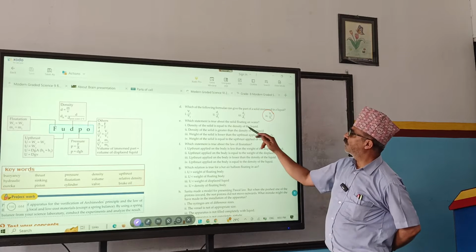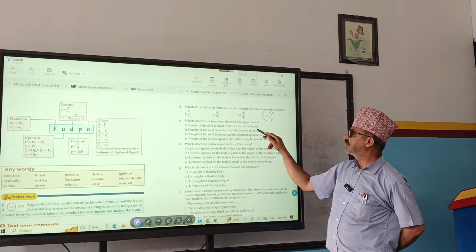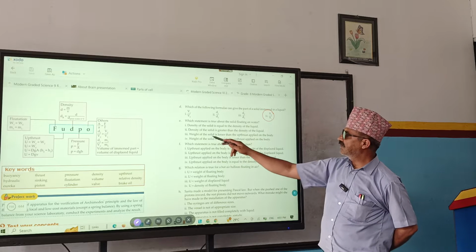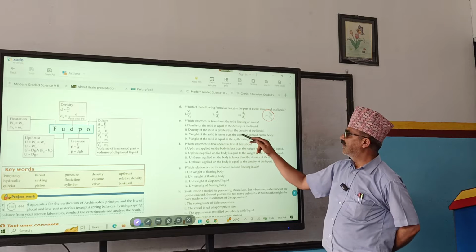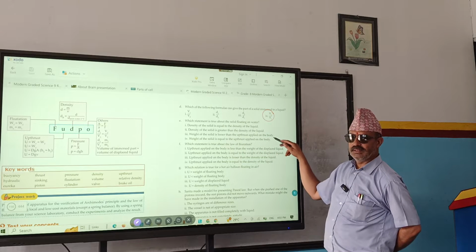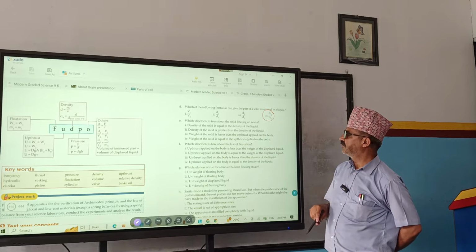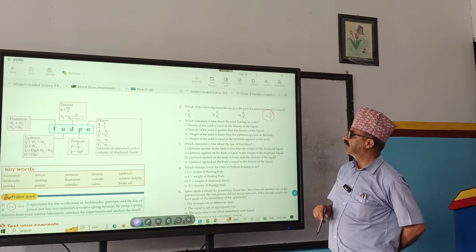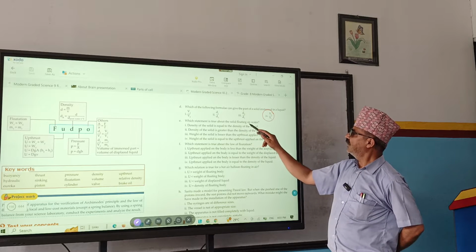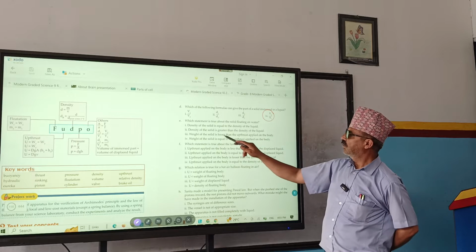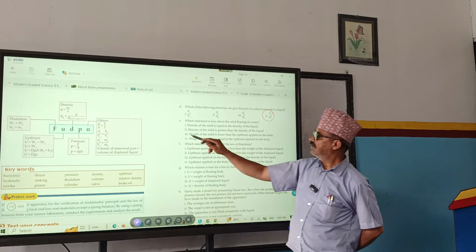Which is true about a solid floating on water? Density of solid is equal to the density of liquid. Density of solid is greater than the density of the liquid. Weight of the solid is less than the upthrust applied on the body. Weight of the solid is equal to the upthrust applied on the body. Last one. Which one is correct? The last one, upthrust applied on the body. A solid floating on water means the weight of the solid is lesser than the upthrust. Okay?